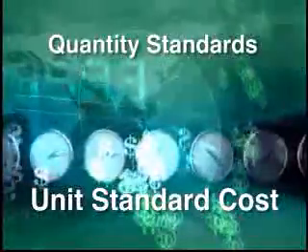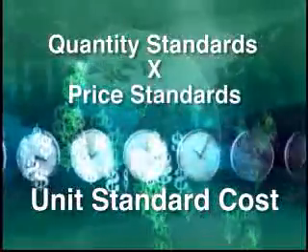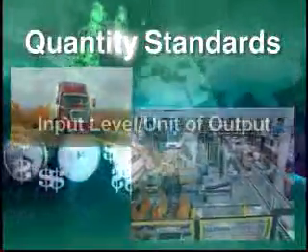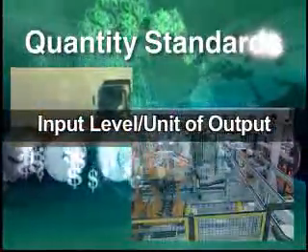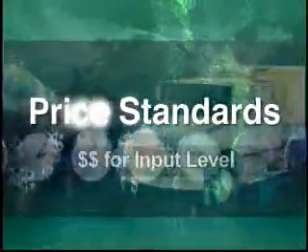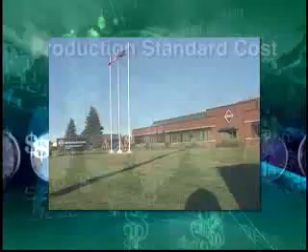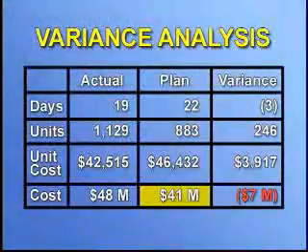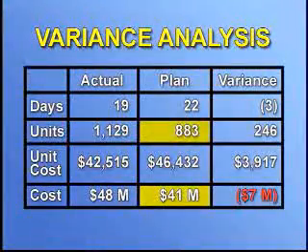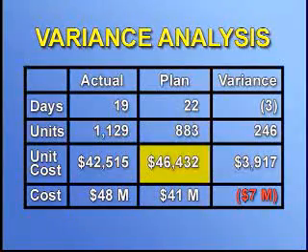Unit standard cost is determined by multiplying quantity standards times price standards. Quantity standards are set by determining the level of input needed per unit of output. Price standards are set by determining the amount that should be paid for the quantity of input to be used. At International's truck assembly plant, the production standard cost was set at $41 million for 883 trucks. The unit standard cost is approximately $46,000 per vehicle.